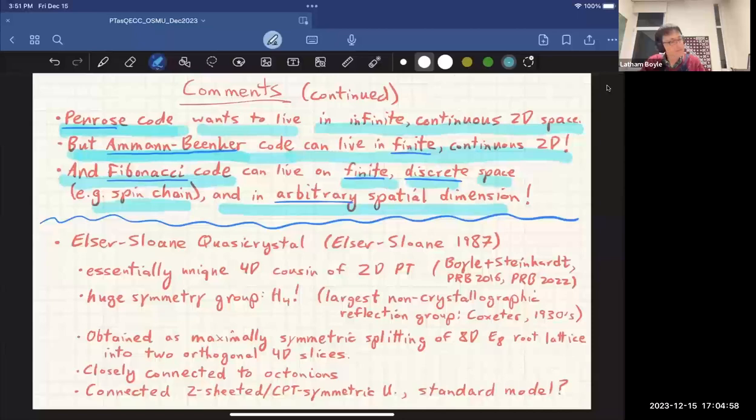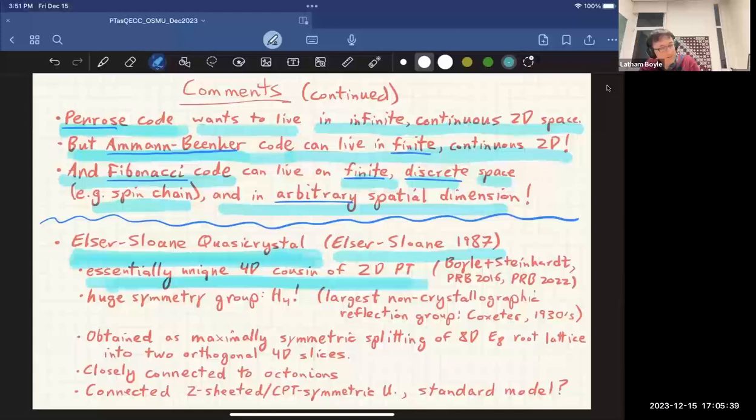And so finally, I'll just end with a speculative remark that I hope will connect with the interests of many in the audience here. As many of you will know, and I saw Raymond Aschheim on the call, I know he's been interested in this idea for many years, that there's a very beautiful, essentially unique four-dimensional analog of the Penrose tiling called the Elser-Sloane tiling, that was discovered in 1987. I say it's a very close cousin of the Penrose tiling. I say it's essentially unique. There I'm referring to something that we prove first about the lattice and then about the uniqueness of the space group of a tiling with that symmetry in four dimensions in these two papers.